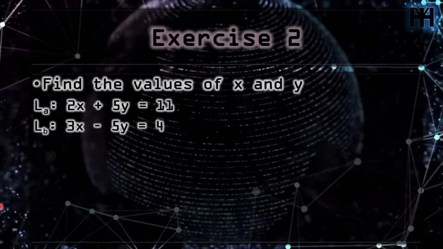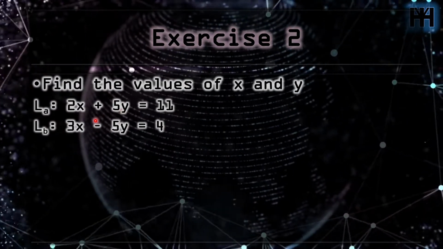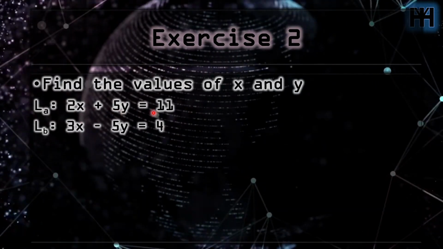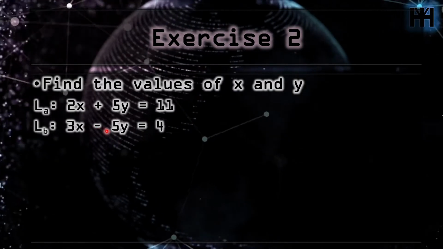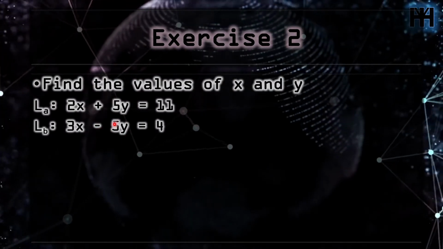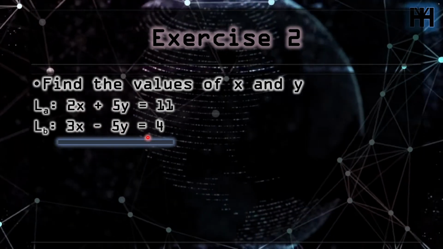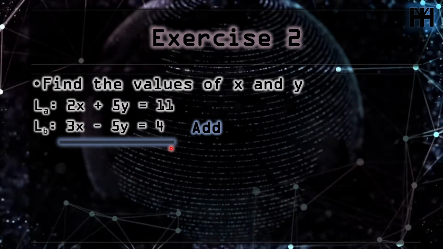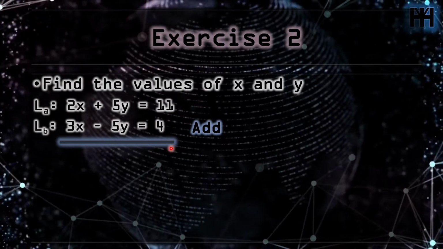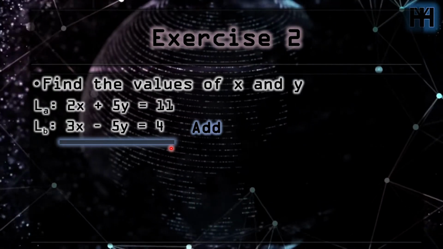Exercise 2. Find the values of x and y. Now we have two equations, 2x plus 5y equal 11 and 3x minus 5y equal 4. So it will be easy to remove the y just by adding the two equations. So we can add them, and also you can subtract the equations. You can add or subtract, but I prefer this method.